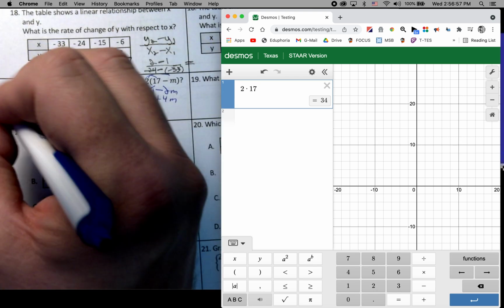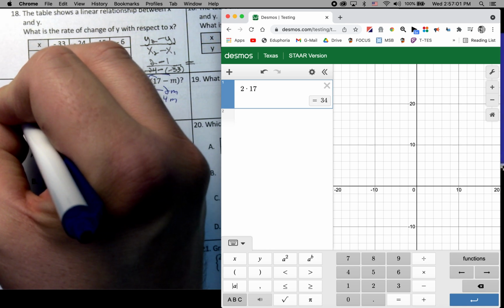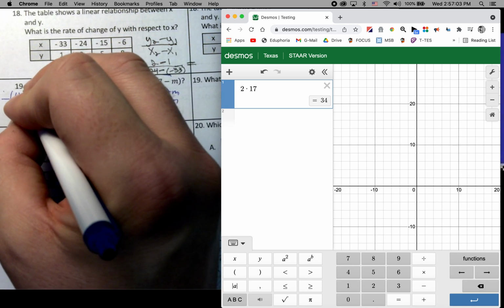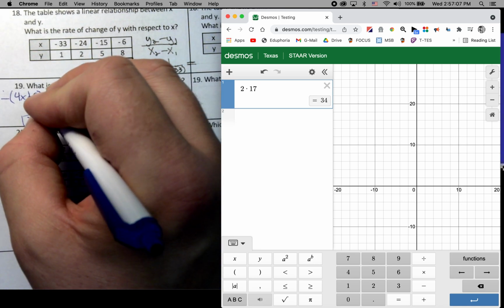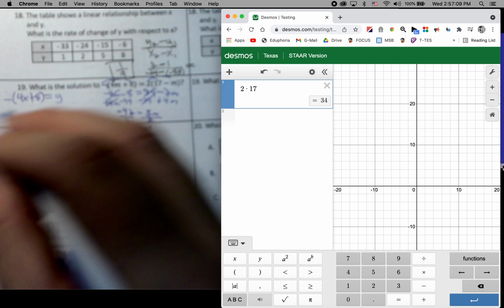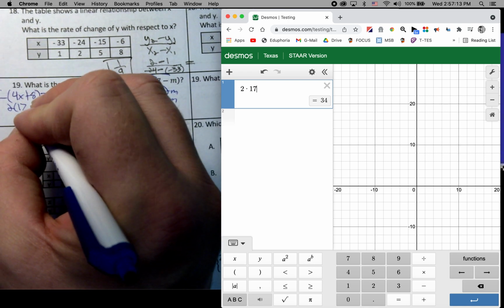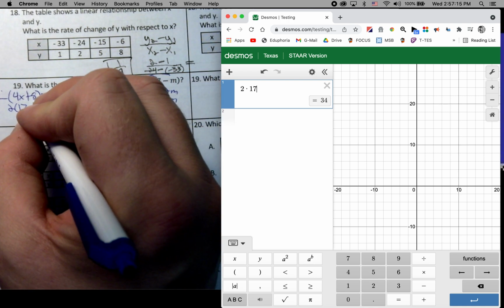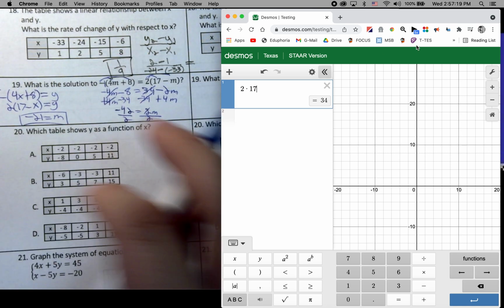So I'm going to say negative parenthesis 4x plus 8 close parenthesis. And instead of equaling this, I'm going to have that equal to y. And then I'm going to rewrite this one, 2 parenthesis 17 minus, instead of m, I'm going to use x, close parenthesis, equals y. Then I can graph these like a system.